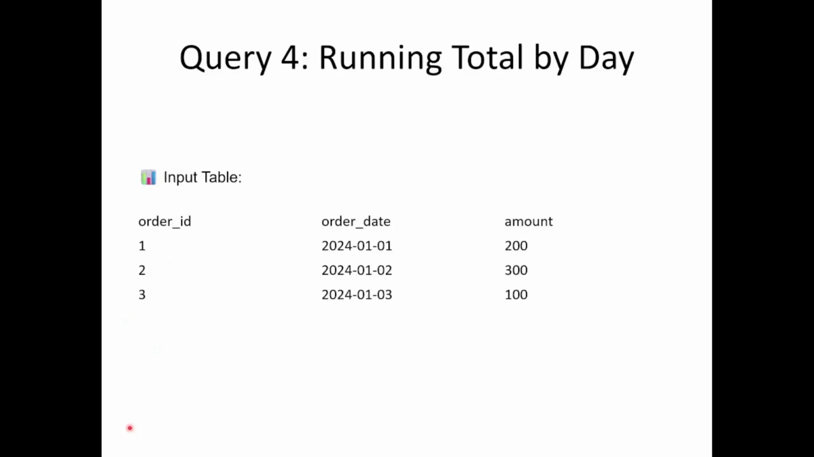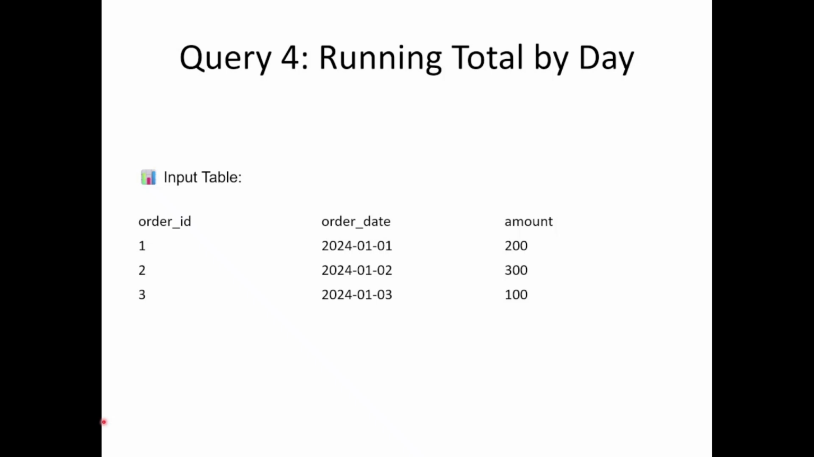Let's move to the final query of the day, and that is to find the running total by date. So our problem statement here is we have the sales data by order date. Our goal is to calculate a running total of sales amount day by day. So how would you write this query?